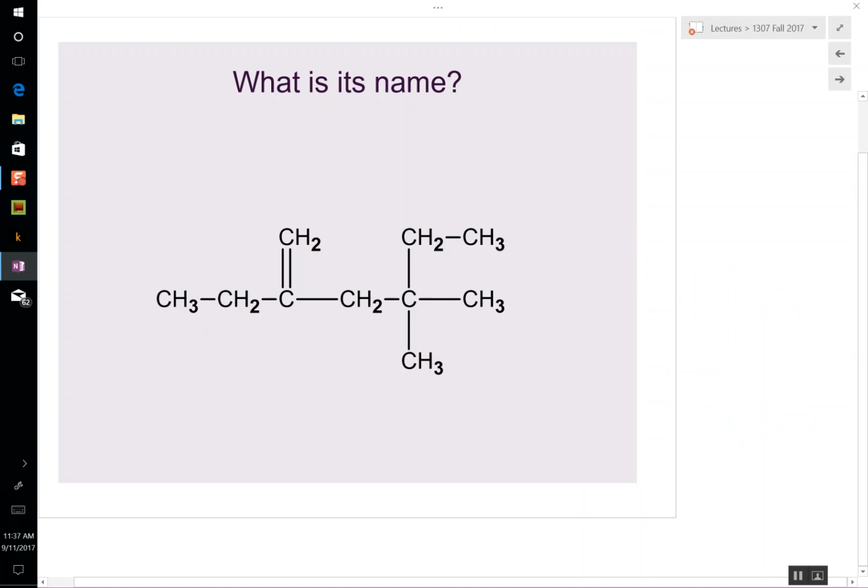Okay, name that one. Go ahead and name that one. Find the longest chain. Keep in mind that some of these have been chosen because they're a little bit potentially confusing, and they're there to clear up the confusion.